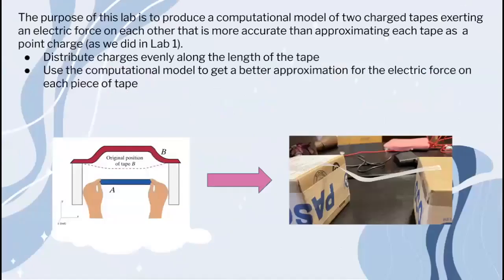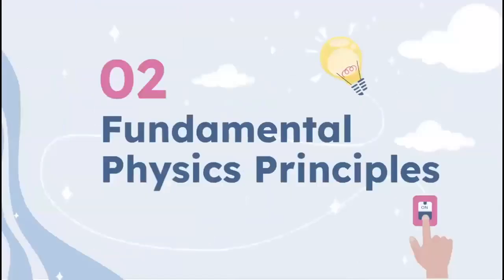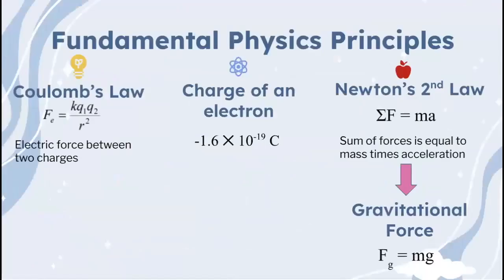The purpose of this lab is to produce a computational model of two charged tapes exerting electric force on each other that is more accurate than approximating each tape as a point charge, which is what we did in Lab 1. To accomplish this, we will distribute 10 point charges evenly along a line to represent each piece of tape. And using this model, we will get a better approximation for the electric force and the electric charge on each piece of tape. Here are the fundamental physics principles we'll be using.